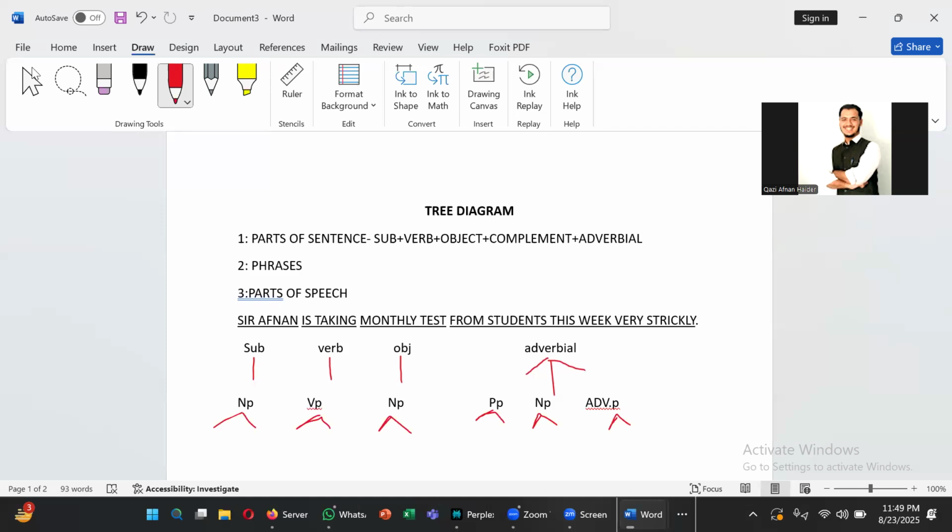Now we have to understand this. What are the names of the parts of speech which we have discussed in this sentence? Okay. So first of all, I would say noun phrase here. Sir is a noun. Afnan is also a noun. Is is a verb. Taking is also a verb. But the difference is that is is called an auxiliary verb, that is also a helping verb. Taking is the main verb, it means action verb.